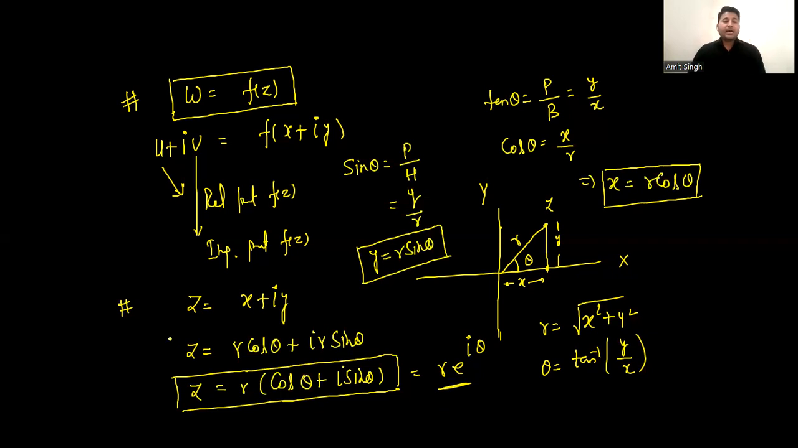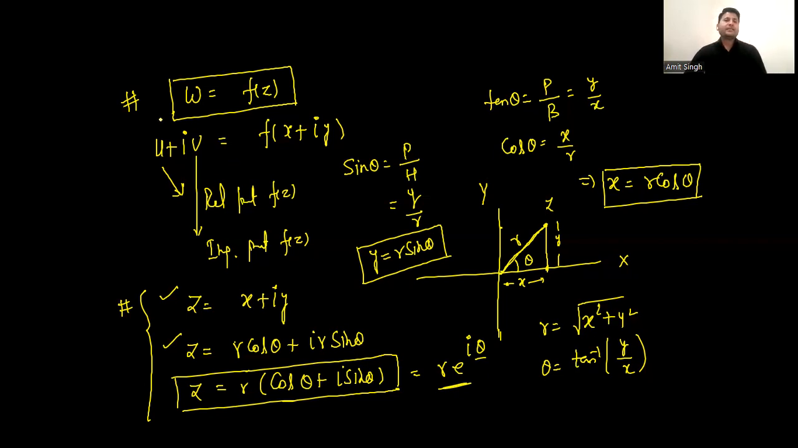So a complex number we can represent as Cartesian coordinates, polar coordinates, and the third one, exponential, in terms of the exponential number e. What is theta? The angle that this r makes with the positive x-axis in the anti-clockwise direction. And what is r? r is this radius vector.